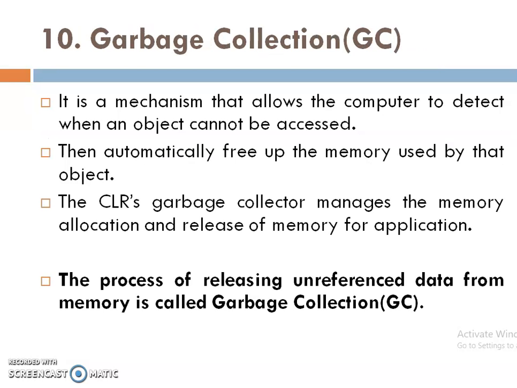Now the next component is garbage collection. It is the mechanism that allows the computer to detect when an object cannot be accessed, and automatically frees up the memory used by that object. The CLR garbage collector manages memory allocation and releases memory for the application. The process of releasing unreferenced data from memory is called garbage collection, GC.